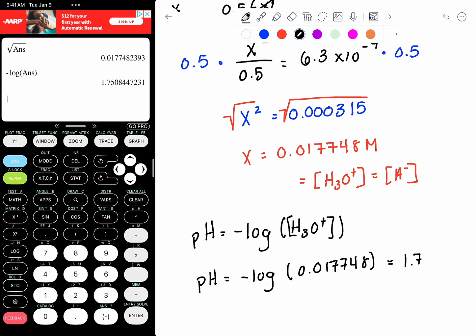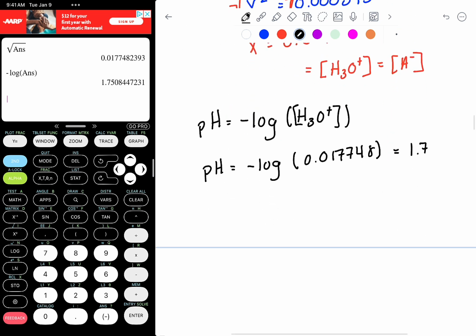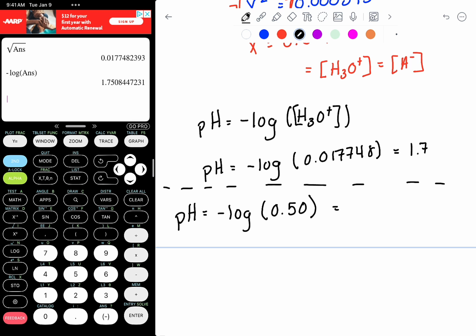So let's show how this is different to if we just took that concentration and used it to solve for pH. So if I treated HF as a strong acid, if I just said that, oh, I know the concentration of HF, therefore I can find the pH, we would get pH is equal to the negative log of our original concentration of 0.50. So we get negative log of 0.5. And that would mean that our pH is 0.301.